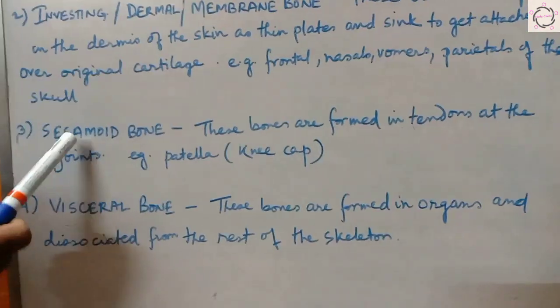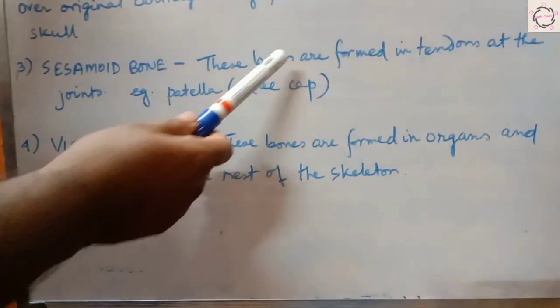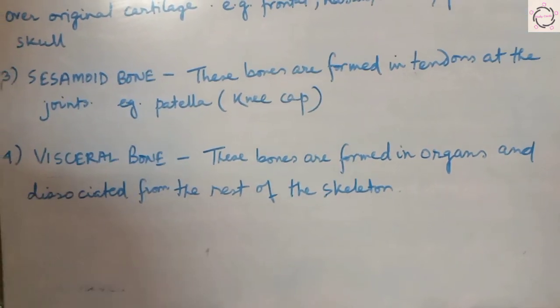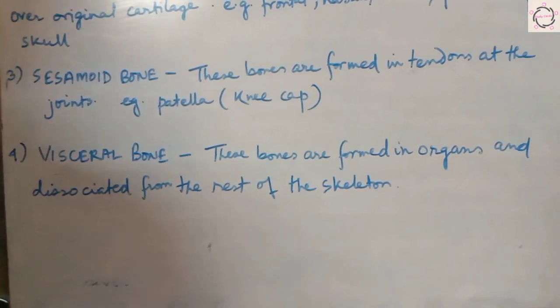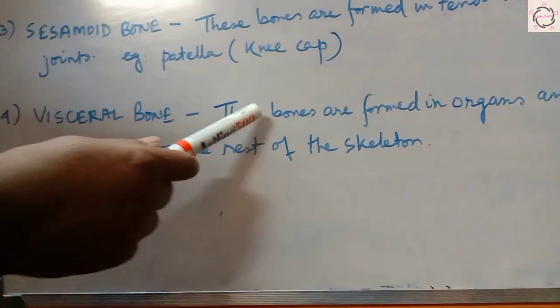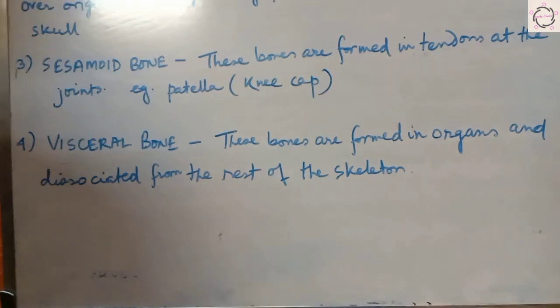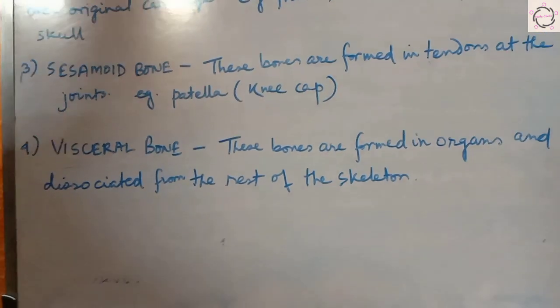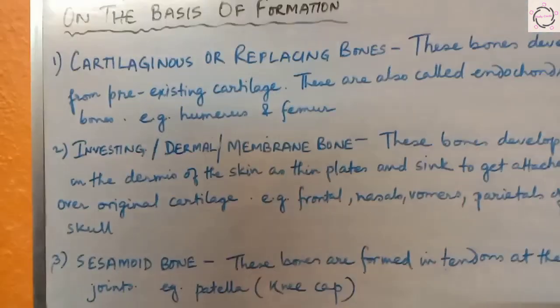Next, number 3 is sesamoid bone. These bones are formed in tendons at the joints. Example, patella, that is the kneecap. And number 4 is visceral bone. These bones are formed in organs and dissociated from the rest of the skeleton. So that is on the basis of formation.